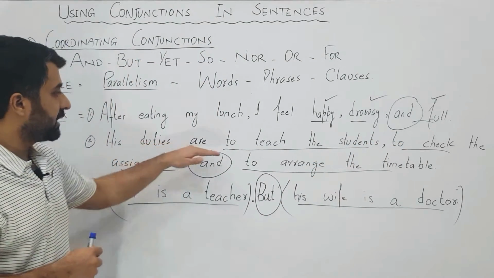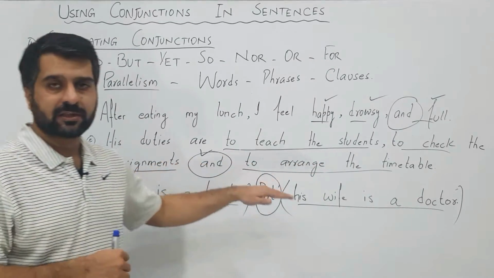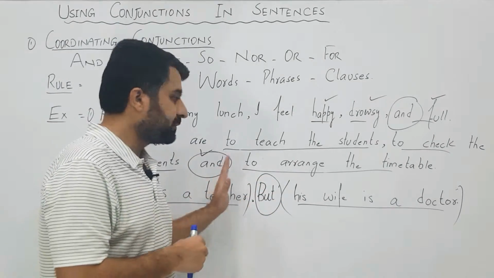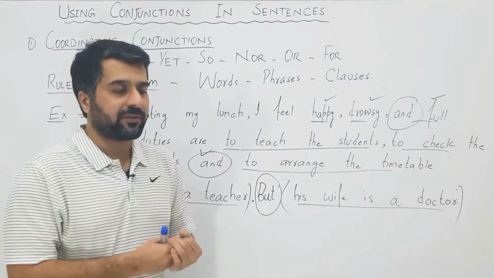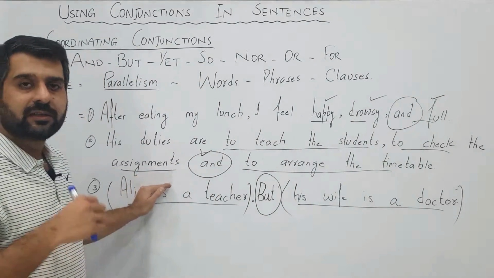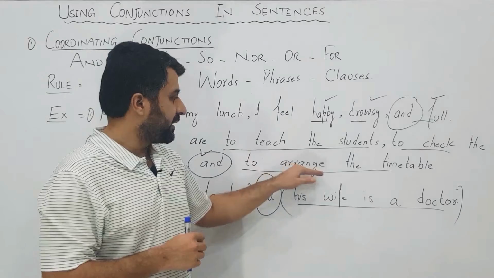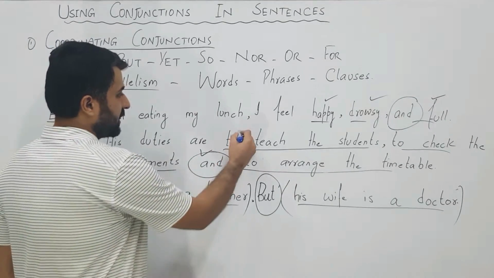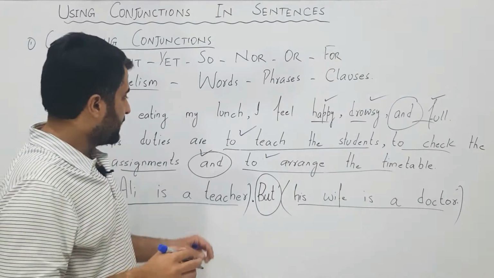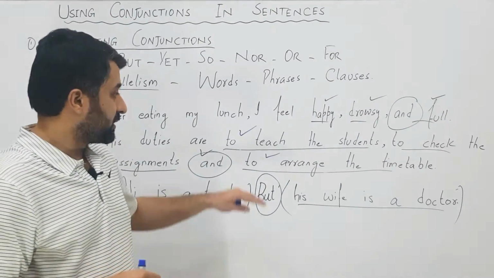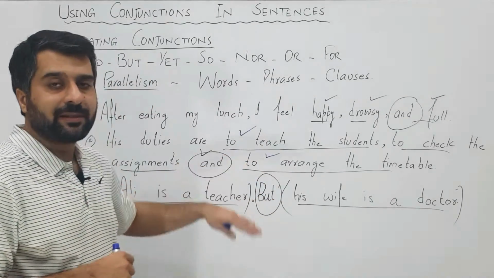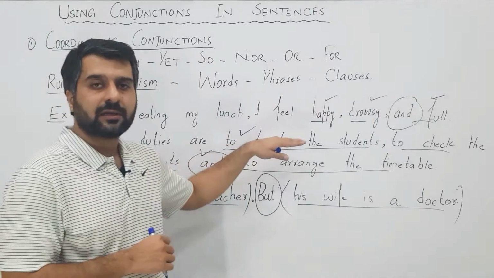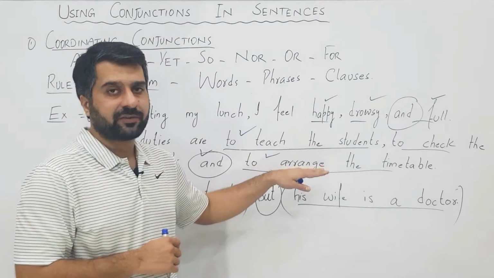In the second example, his duties are to teach the students, to check the assignments and to arrange the timetable. Now in this sentence, I have joined 3 phrases with the help of the coordinating conjunction and. The first phrase is to teach the students. This is an infinitive phrase. The second phrase is to check the assignments. This is also an infinitive phrase, and to arrange the timetable. This is also an infinitive phrase. The structure of the sentence before the conjunction and after the conjunction is the same, and this actually clarifies the concept of maintaining parallelism. You have to maintain similar structure before and after the conjunction, and in this sentence I have maintained similar structure by using the same kind of phrases before the conjunction and after the conjunction.